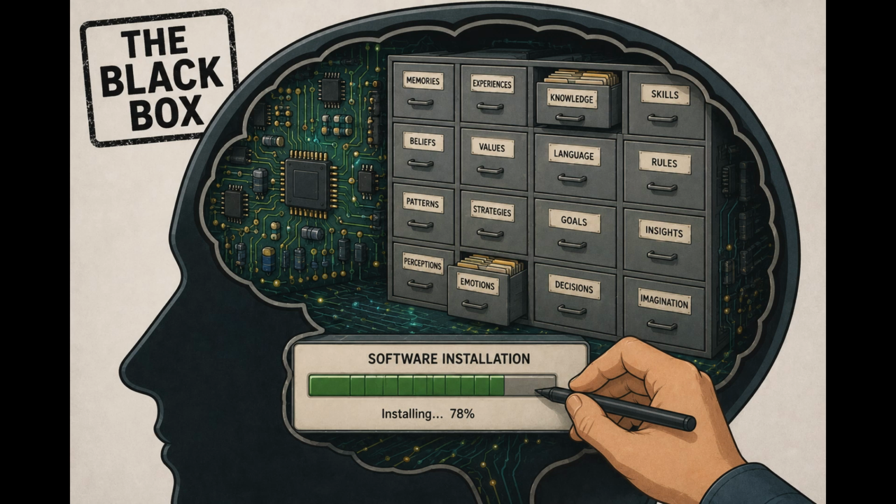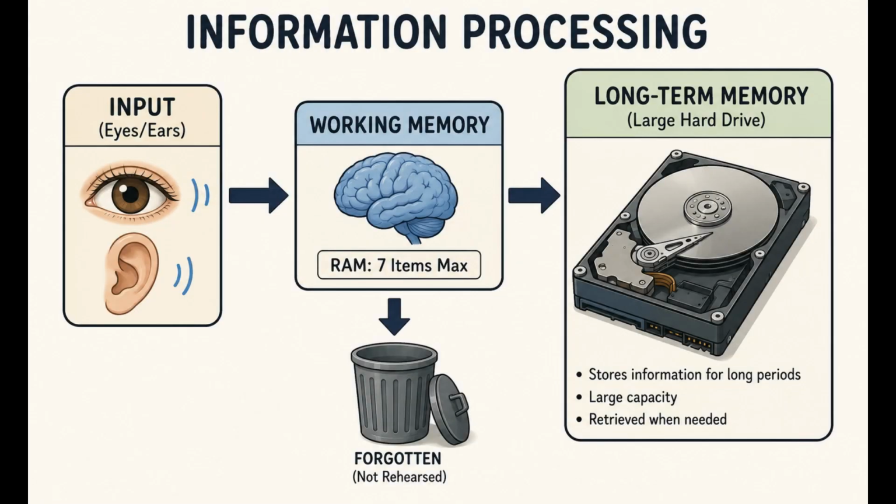Cognitivism emerged in the 1960s when psychologists realized behaviorism was missing something huge, the mind itself. Cognitivists care about mental processes, things like attention, memory, problem-solving, and how information flows through our brains. Here's the computer analogy. Information comes in through our senses. That's the input. It gets processed through working memory. That's like your computer's RAM. If it's important, it gets stored in long-term memory, your hard drive.